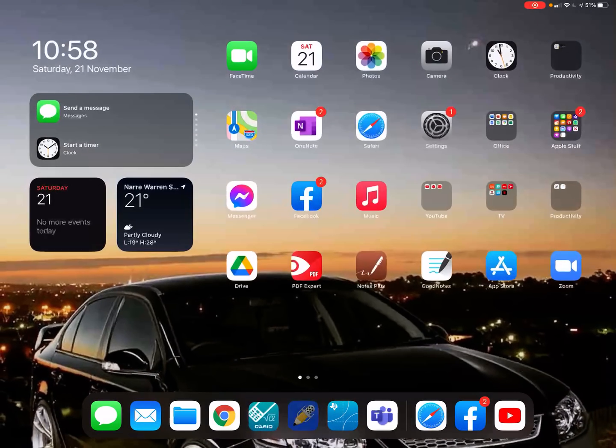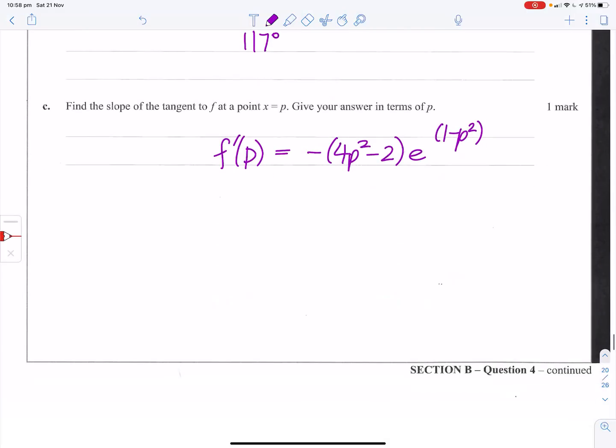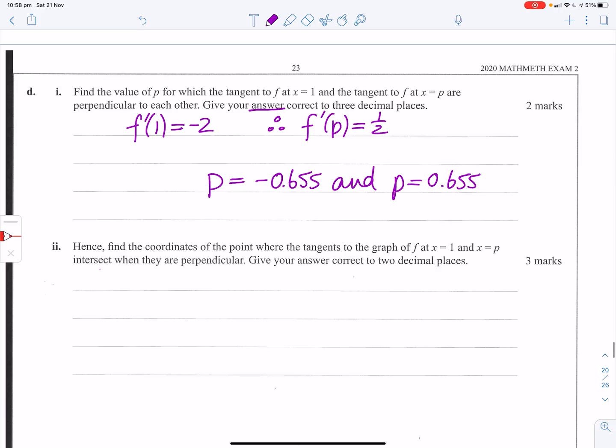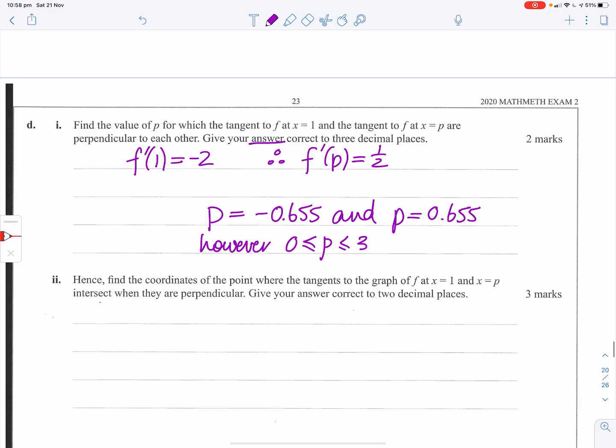Okay, so p is -0.655, and p is equal to, however, give your answer. And x is equal to p, so p must be between 0 and 3. So we can say, however, 0 is less than p, which is less than, is it equal to 3? So p is only equal to 0.655.